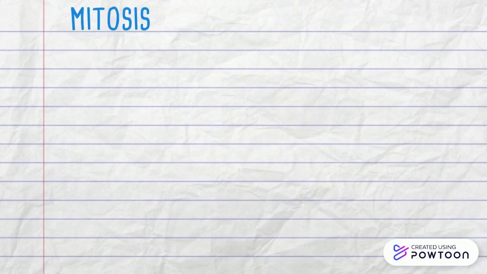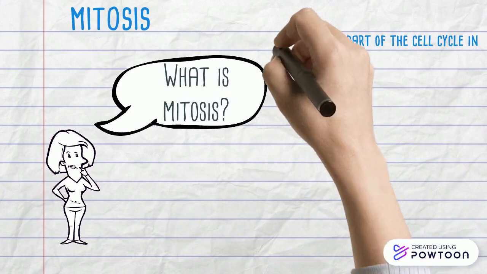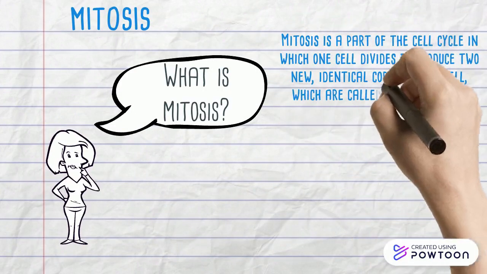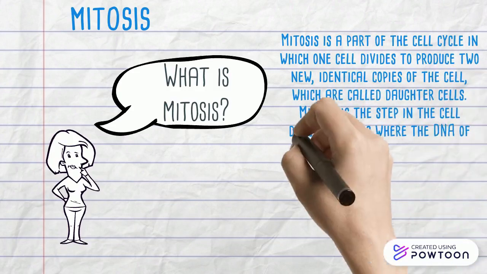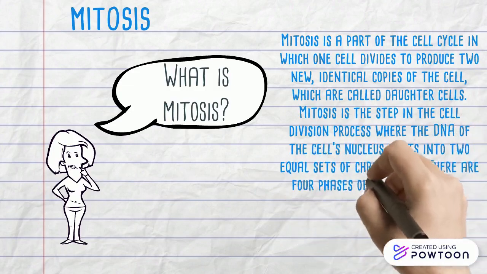Mitosis is a part in the cell cycle in which one cell divides to produce two new identical copies of the cell, which are called daughter cells. Mitosis is a step in the cell division process where the DNA of the cell's nucleus splits into two equal sets of chromosomes. There are four phases of mitosis: the prophase, metaphase, anaphase, and telophase.